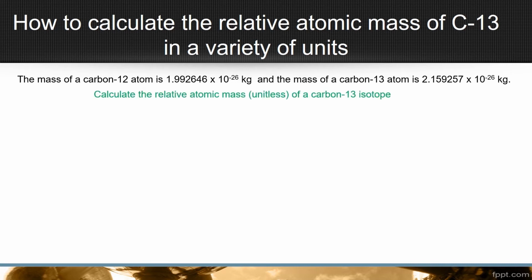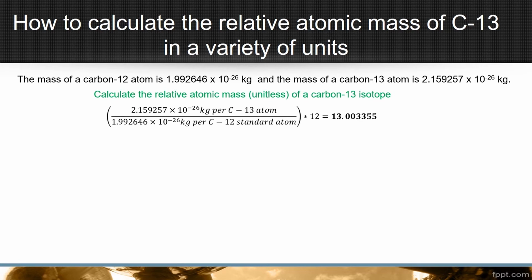So first, let's calculate the relative atomic mass of a carbon-13 isotope versus the carbon-12 standard in unitless terms. We divide the mass of a carbon-13 atom by the mass of our standard carbon-12 atom and multiply by the standard value 12 to produce our relative atomic mass for this isotope. The number obtained is 13.003355.